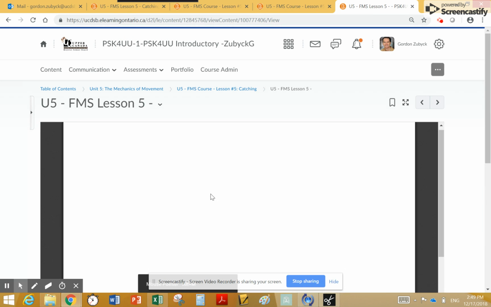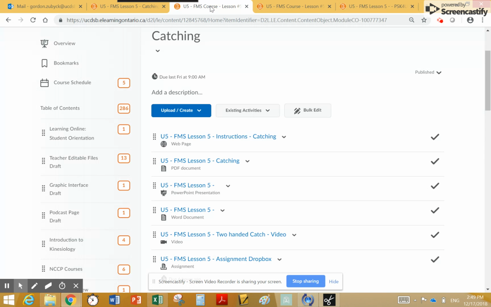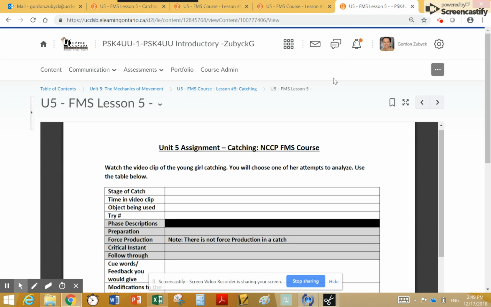When this opens up, this is an activity you're going to do. There's a video found down here, the two-handed catch video. You're going to watch that video and determine what stage of catch is happening, what time in the video clip you're observing, the object being used, and what try number it is. If you're watching through the video, there are multiple different tries that occur, so indicate which one it is.